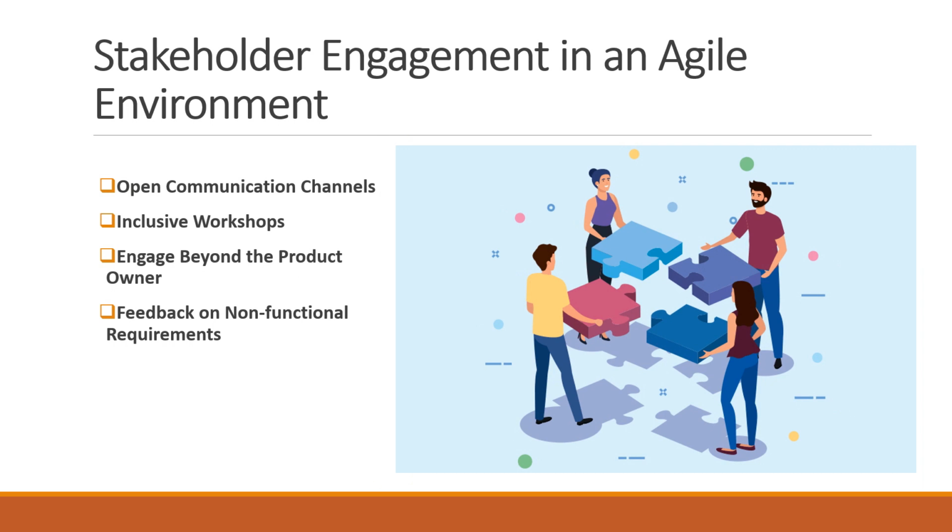Open communication channels. Transparency is key in Agile. Providing stakeholders with access to tools like Jira, Trello, or others, where they can see the status of various tasks, user stories, or epics can be beneficial.